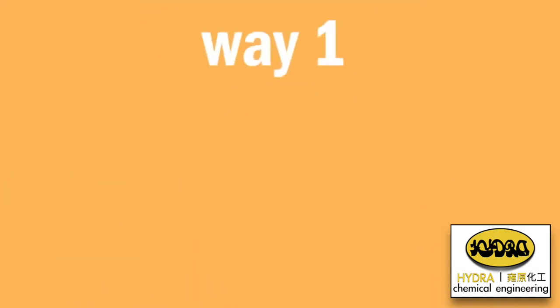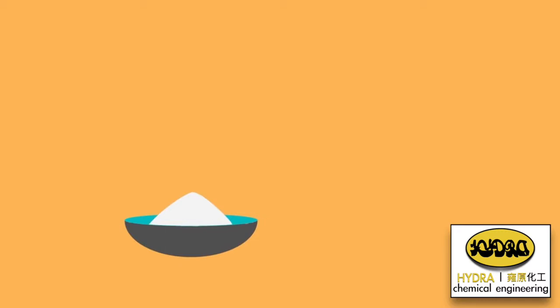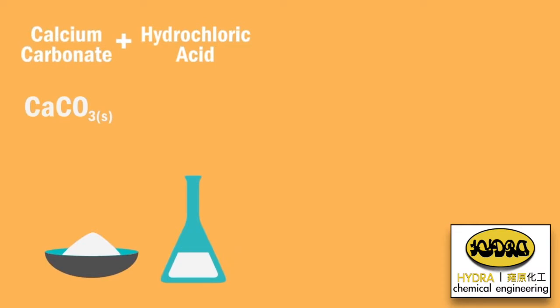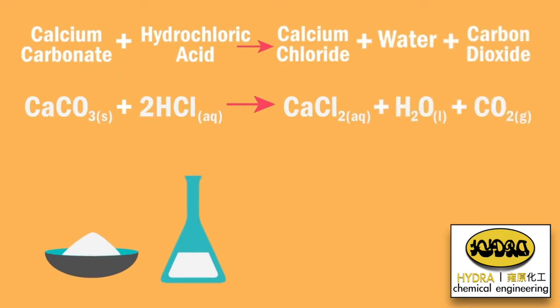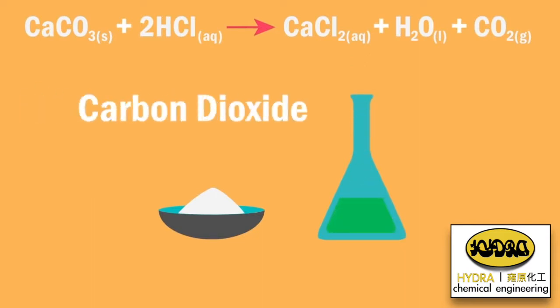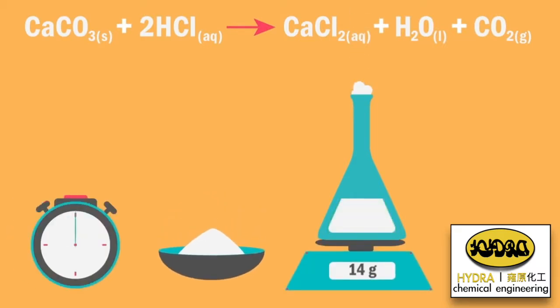Our example for way 1, measuring how quickly reactants decrease, is a reaction between marble chips, calcium carbonate, and hydrochloric acid. This reaction can be represented by the following equation, made up by the reactants calcium carbonate and hydrochloric acid, resulting in the products calcium chloride and water and carbon dioxide. As the reaction proceeds, the reactants lose mass because carbon dioxide gas is given off. We can measure the decrease in mass of reactants by using this type of apparatus.